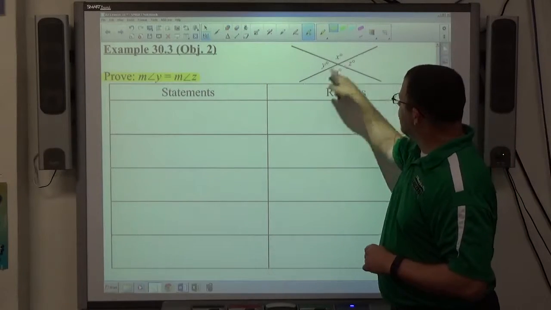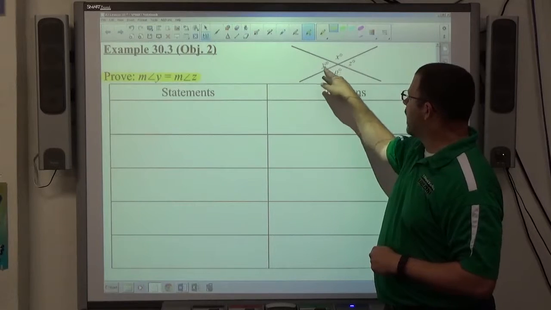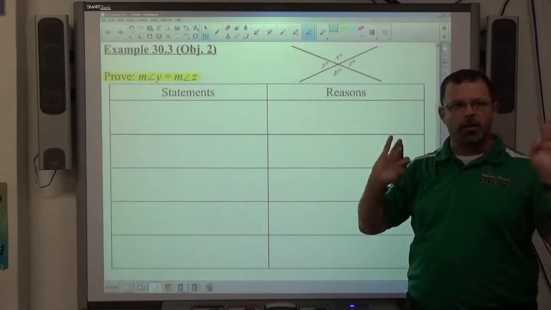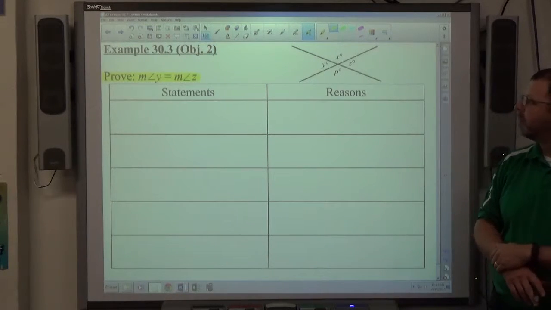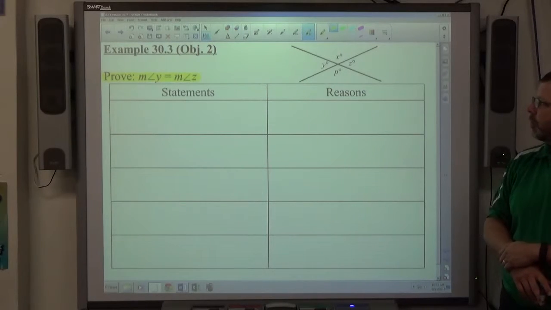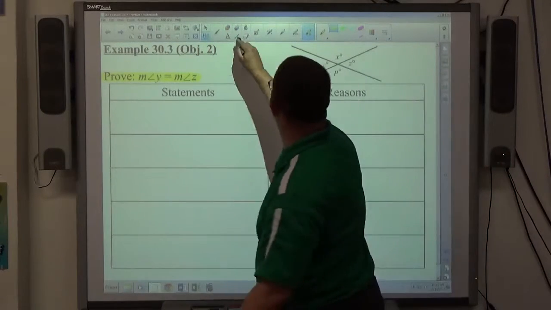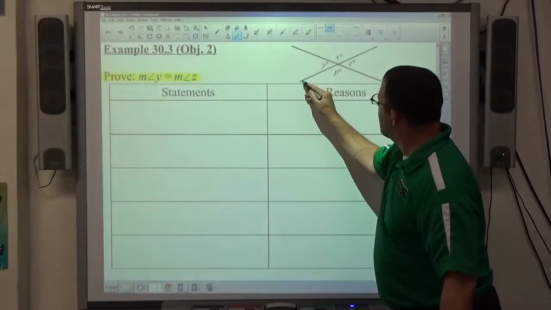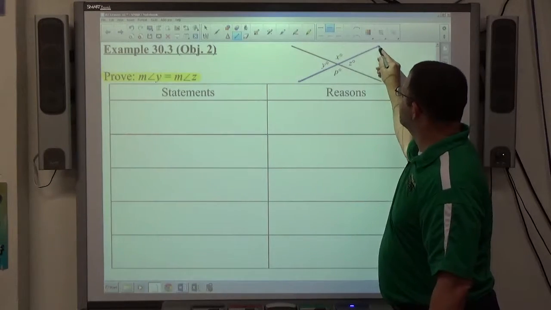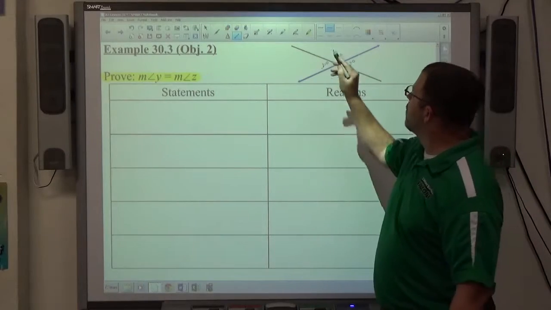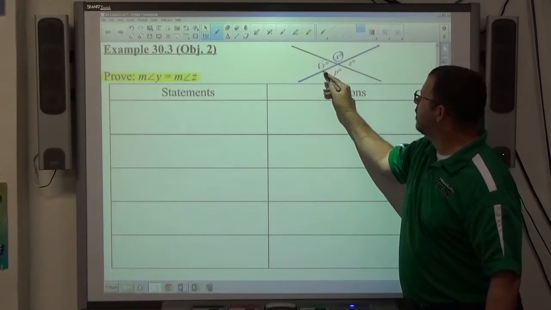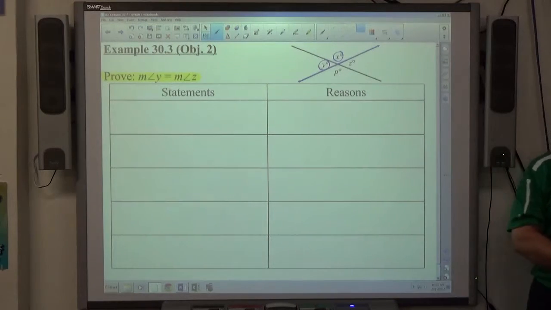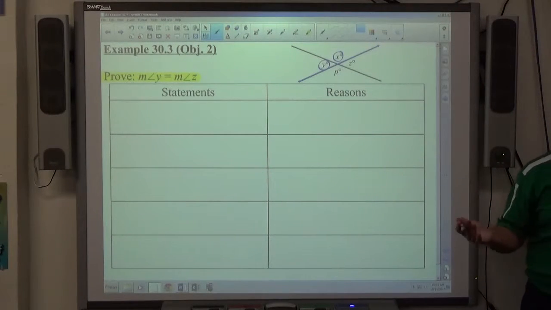I'm given two lines that intersect, and y and z are the angles that I care about. x and p are some other angles I can look at if I want to. I may or may not need to use x and p. I need to use facts in order to prove that y and z are equal to each other. Here's my first fact. That's a straight line, right? Would everybody agree, since that's a straight line, x and y are equal to 180 degrees? Yes. Because they're a linear pair, they add up to 180.